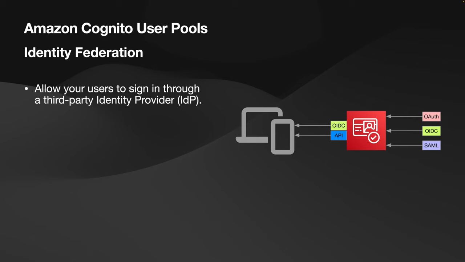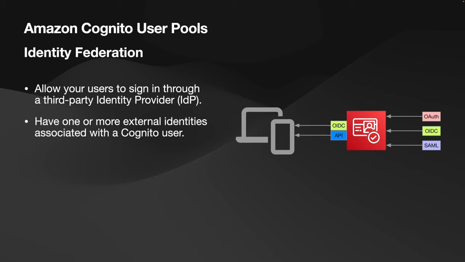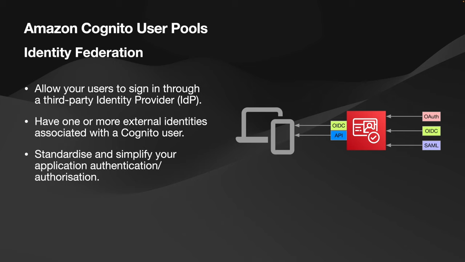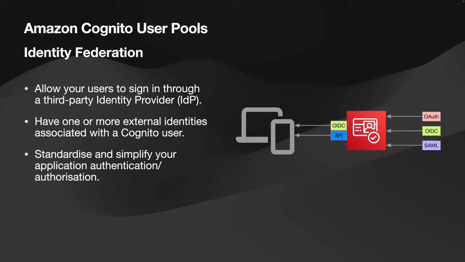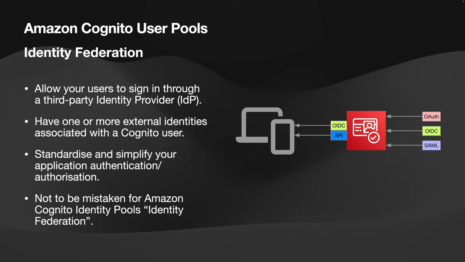User pools also enable identity federation. So this allows users to sign in through a third-party identity provider. It allows you to associate one or more external identities with a Cognito user. And it allows you to simplify your application authentication and authorization. If you're signing in with an external identity provider, you don't necessarily need to worry about the details of those interactions. You have your integration to Amazon Cognito, and Cognito deals with the external identity provider. This identity federation is not to be mistaken for Amazon Cognito's identity pools identity federation, but we'll come on to identity pools a little bit later.